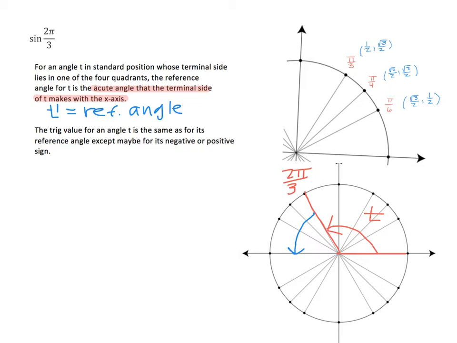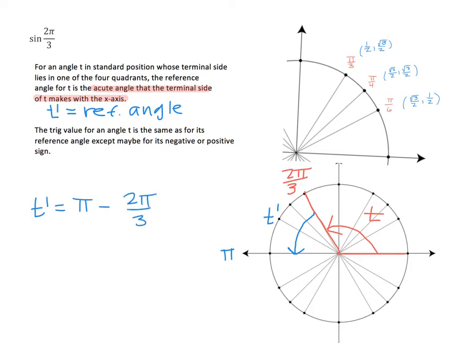Okay, so T prime is this angle that I have marked out in blue. It's the reference angle for 2 pi over 3. And we can determine what that angle measure is. So T prime, well, it's the difference between pi and 2 pi over 3. So it's going to be pi minus 2 pi over 3.